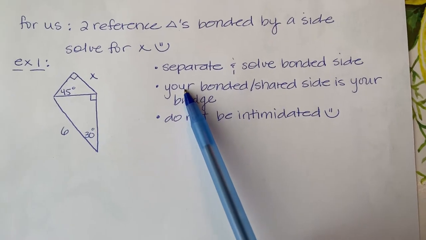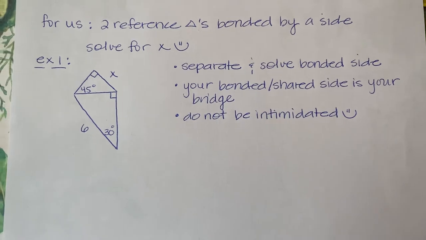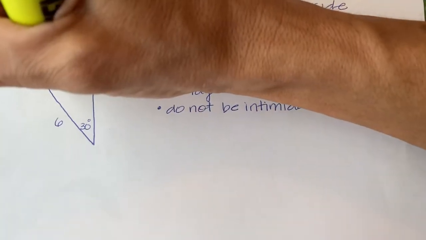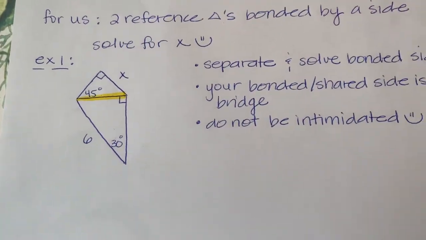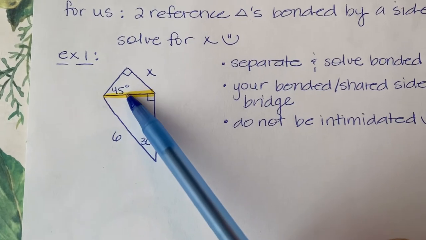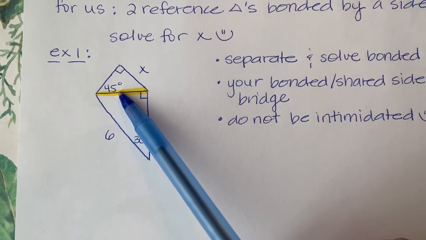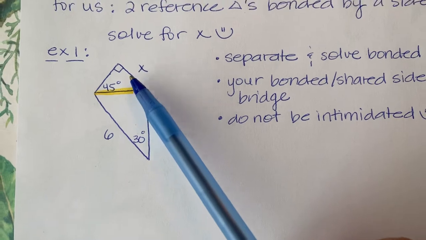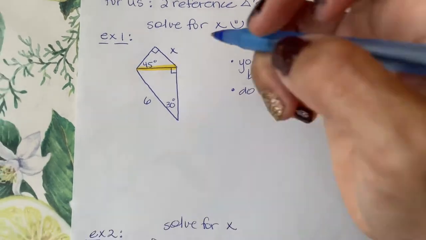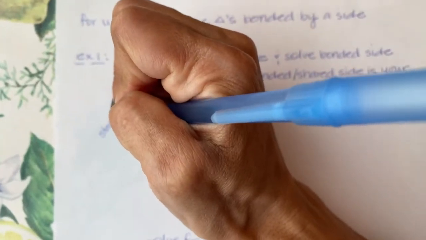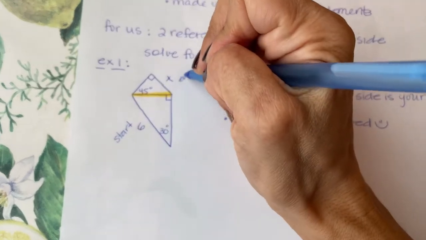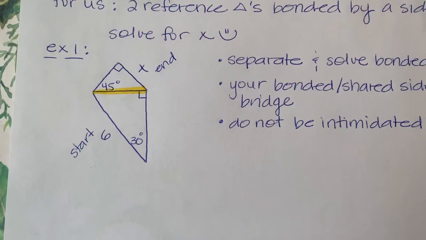Okay, so what does it mean the bridge is your bonded or shared side? Our shared side is this one here. I must find that length so that I can find the X. Now, where do you start? You start with the number that's given because that's gonna give us our scale factor. So this is where you start and this is where you end, obviously X, right?